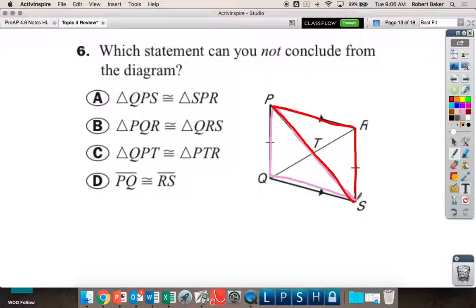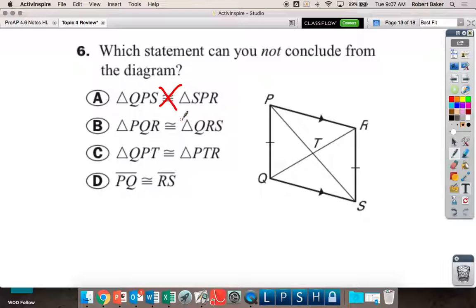It's the side angle side shortcut. You have this side congruent to this side, and this side congruent to this side, and you have a pair of alternate interior angles that are congruent. That is the side angle side shortcut that proves those two triangles are congruent. And they are written in the correct order. So I can conclude that. It is not the right answer.